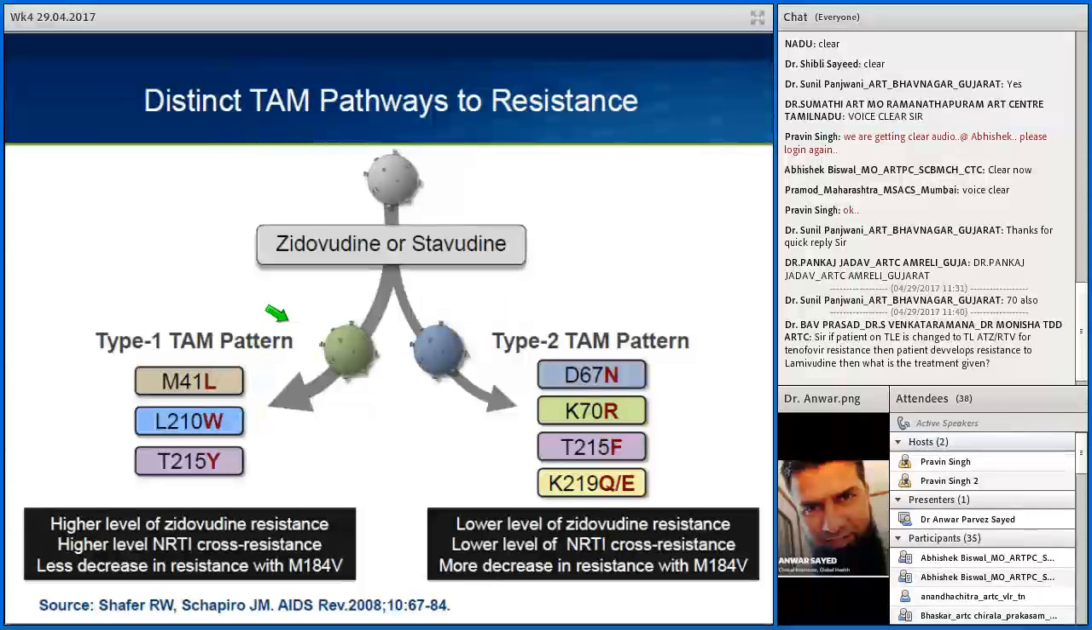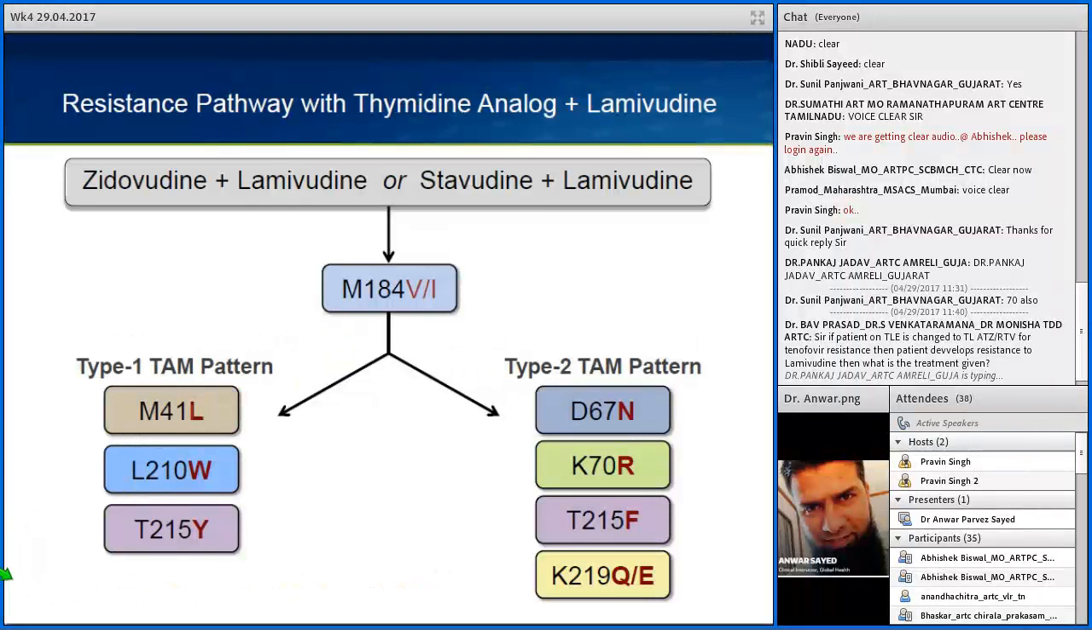In this way, if you know the mutations, you can see what the mutations are and what the sequence is in your report, and then you can decide whether using lamivudine in the second line will be good, or what you can expect from lamivudine. Do you expect better results, or is there decreased resistance with M184V? So these are multiple patterns.